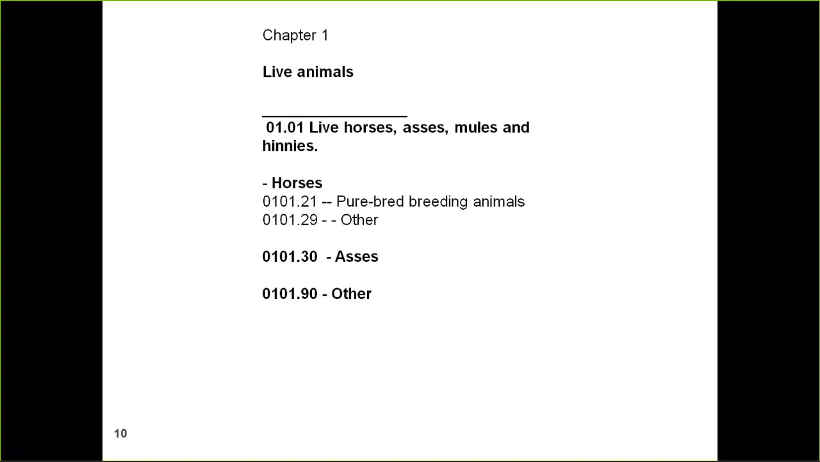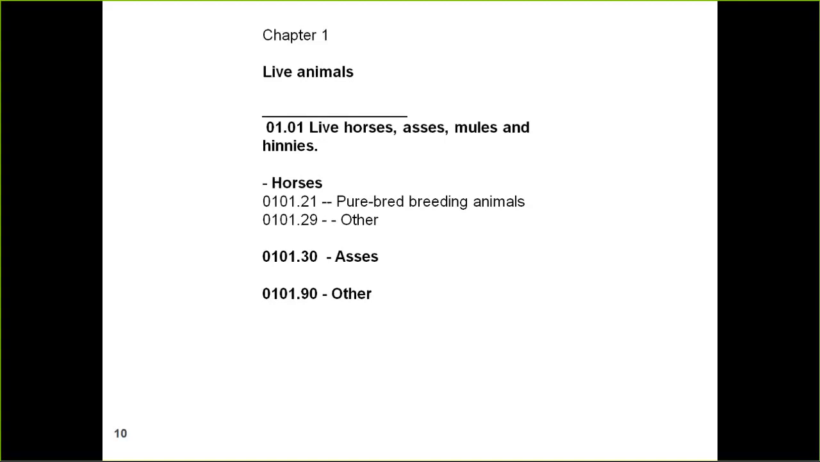And then the last primary subheading, other, 010190. Early on, remember what I said? It refers to all live horses, asses, mules, and hinnies, which are not classified in the first two subheadings. In other words, they refer to all mules and hinnies, which tells me that mules and hinnies are lumped together in one code. Now, if I ask you, what is the difference between other in 010190 and other in 010129?